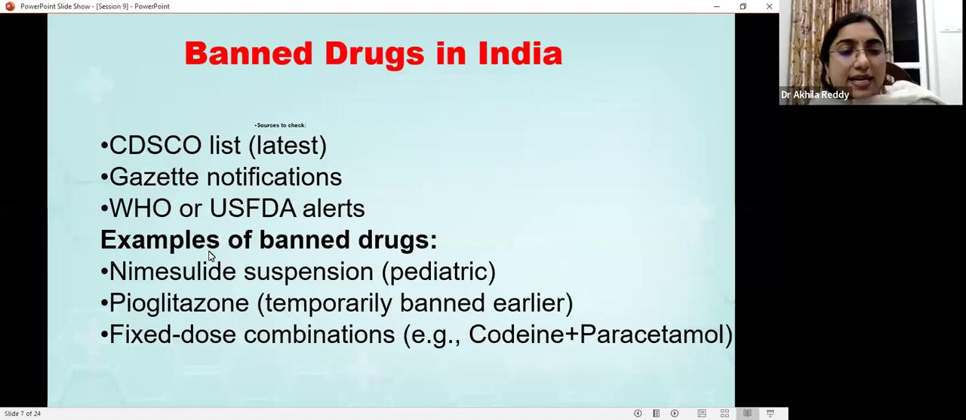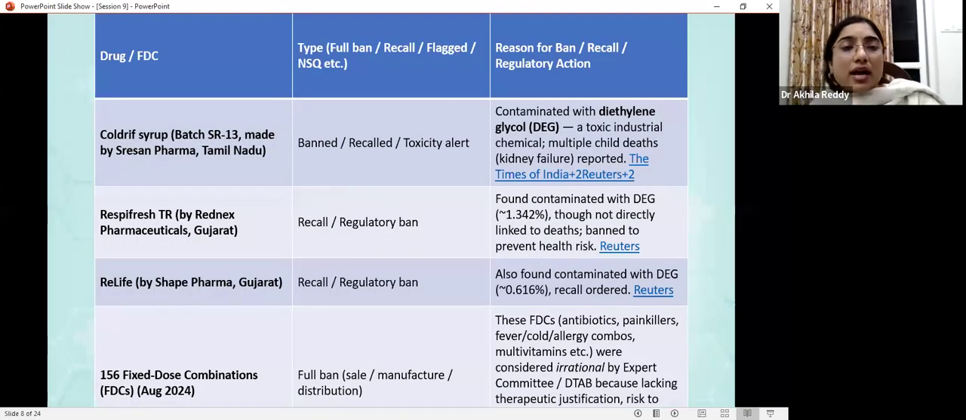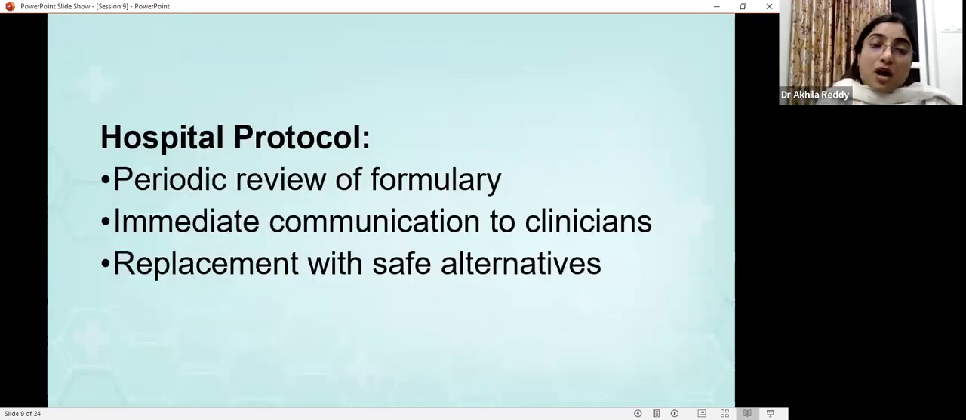These are the sources: CDSCO, WHO, US FDA, ICMR. These are the sources to check, and these are a few examples I have given, which are life threatening things and got banned. Now how can it be escalated in the hospital?